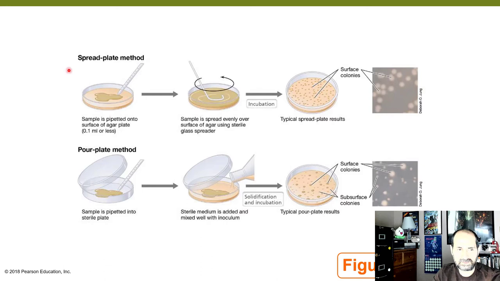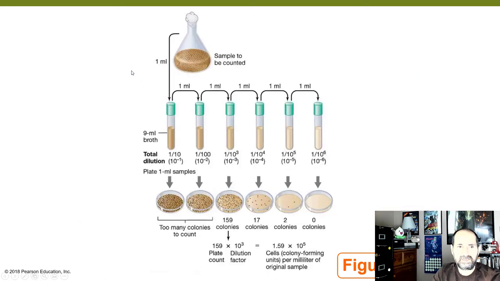So that's the main difference between a spread plate and a pour plate. Either way, you can use these plates to count colonies. And how do we conduct these plate count assays? Well, you would take your sample to be counted. And remember, what you're trying to find are cells per ml of original sample.